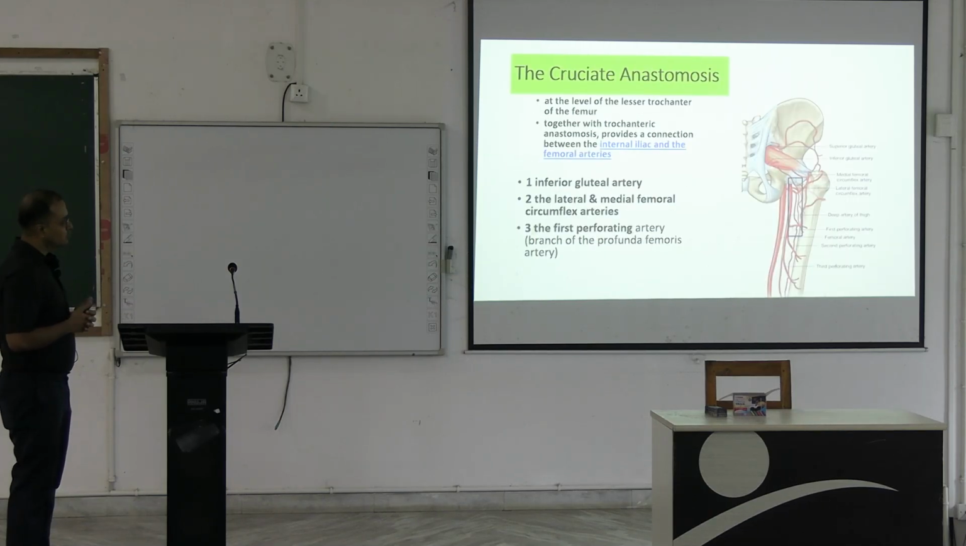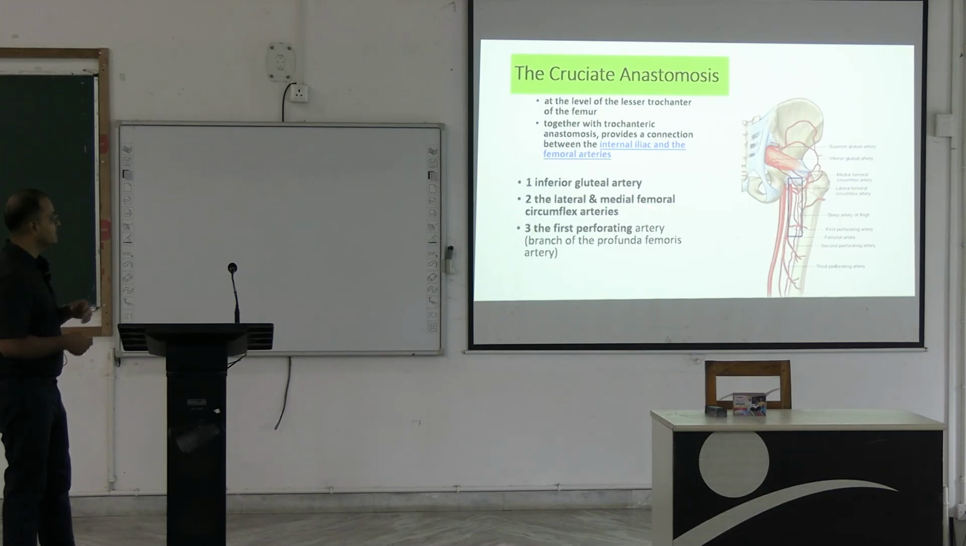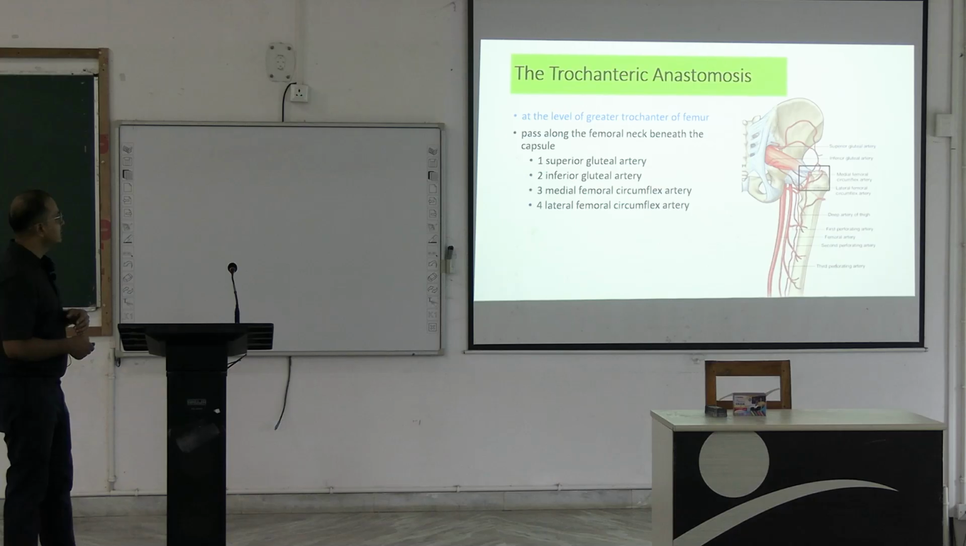Cruciate anastomosis, you should know the branches contributing to it, like the inferior gluteal artery or the climbing branch of the first perforator, and the lateral and medial circumflex coming from the sides and making a cross. That's why they are known as cruciate anastomosis.